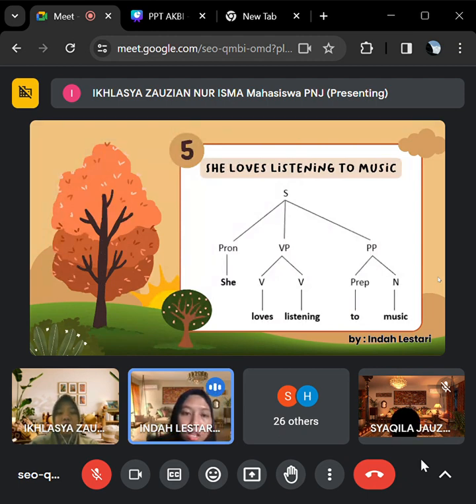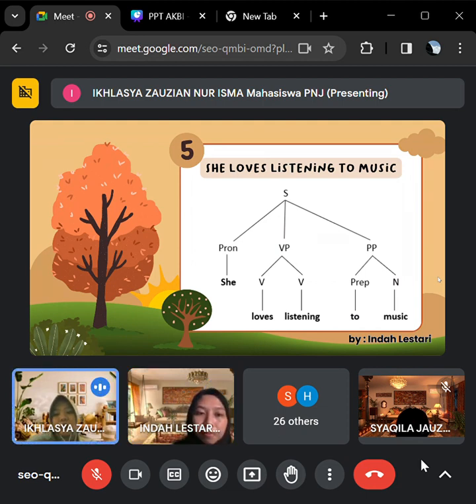So the last for me is: She loves listening to music. She is a pronoun. Loves is a verb. Listening is a verb. Loves listening is a verb phrase. To is a preposition. Music is a noun. To music is a prepositional phrase. She loves listening to music is a sentence.